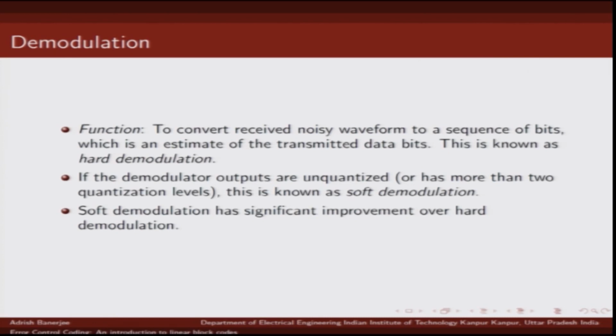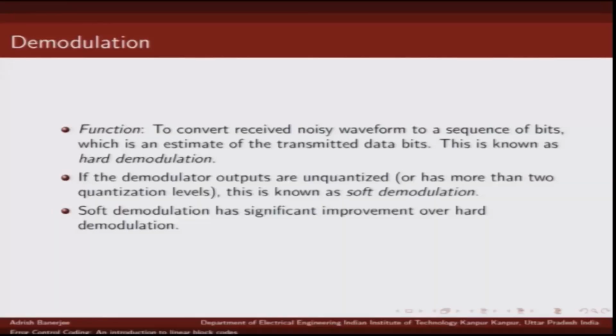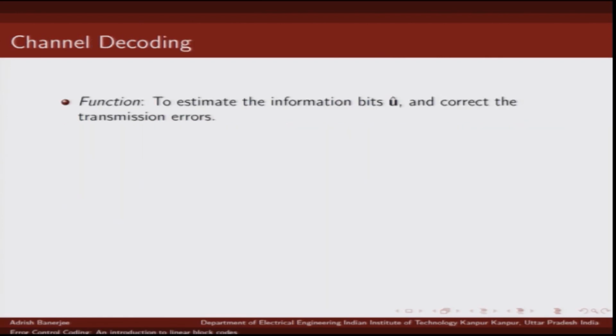Typically, if we do soft demodulation, our performance is roughly 2 dB better than if we were just doing hard demodulation. So most modern coding techniques do soft demodulation, and we pass these soft bit values to the channel decoder and ask it to do error correction or error detection. So, after demodulation we have channel decoding.